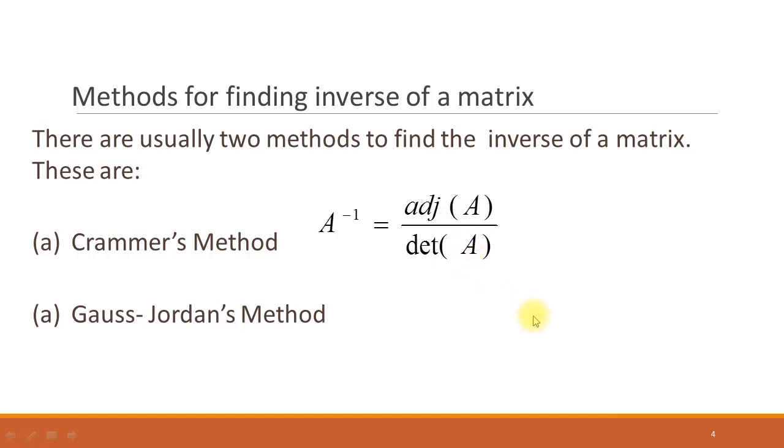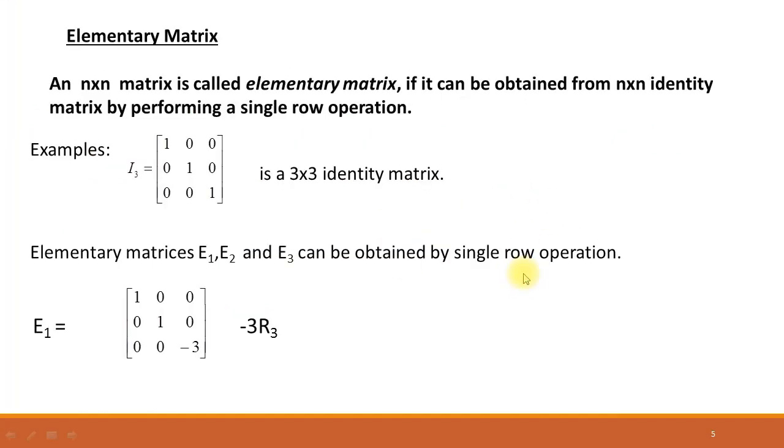And today we are going to learn the inverse of a square matrix by the Gauss-Jordan method. In this method we will learn about the elementary matrix. So what is the elementary matrix? An n by n matrix is called an elementary matrix if it can be obtained from the n by n identity matrix by performing a single row operation.